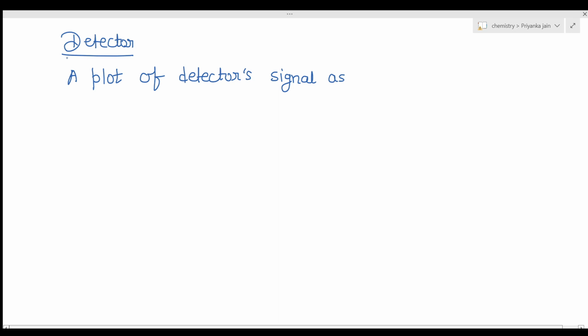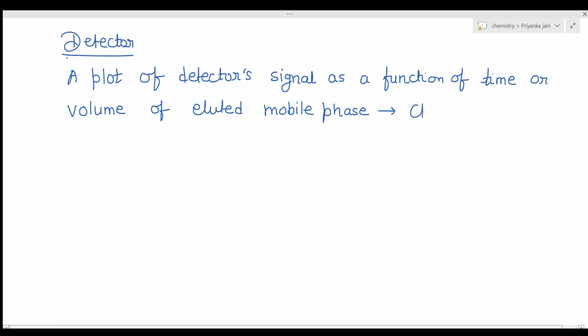Now there is a detector present at the end of the column. With the help of the detector, we can find out the progress of this chromatographic separation technique. A plot of detector signal as a function of time or volume of eluted mobile phase is known as the chromatogram. So what is a chromatogram? A chromatogram is a plot of detector signal as a function of time or volume of eluted mobile phase. This is called a chromatogram.